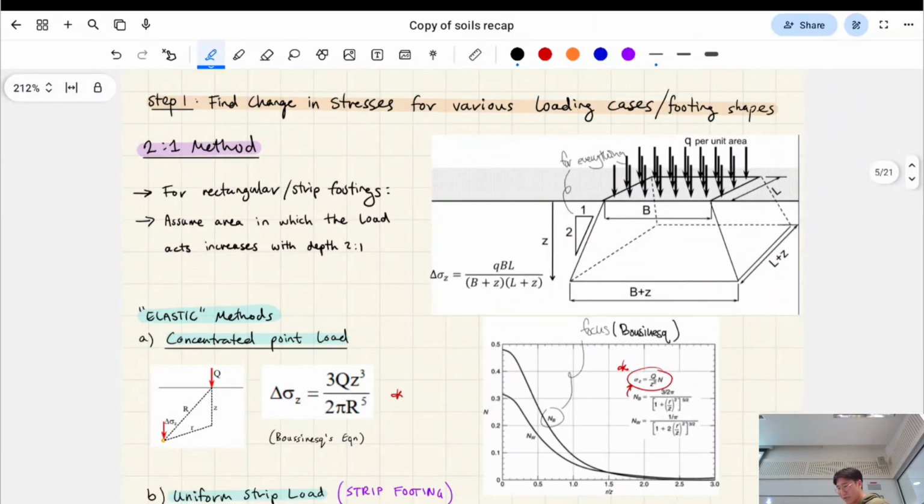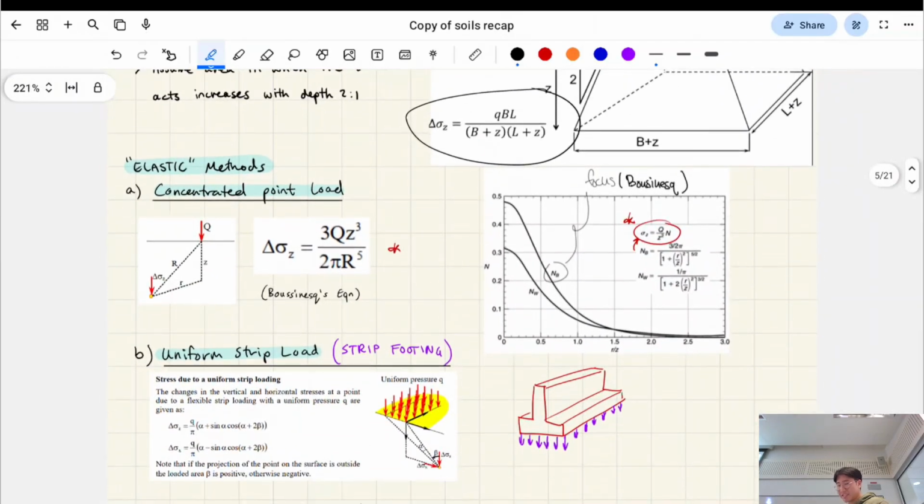The 2-to-1 method is one way to account for this, right? It's a pretty simple formula. You can see the formula here, which is why they kind of prefer it. It assumes that the stress spreads out as you increase your point of interest further and further into the soil at a slope of 2-to-1.